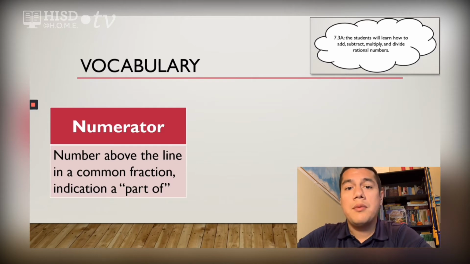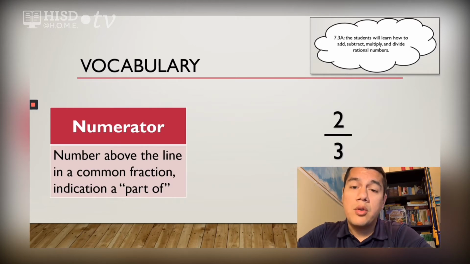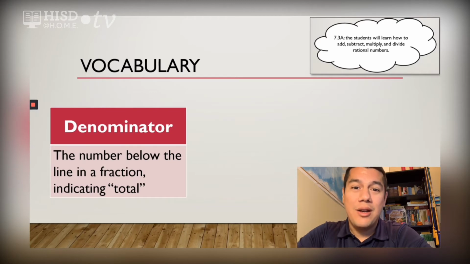But before, I just want to do a quick review on some key vocabulary, and the first one is a numerator. When we have a fraction, the numerator is just the number on top of the line, and it indicates a part of a total. In this case, the 2 is part of a total 3. The next word is denominator, and this is just the number below the line, and this indicates the total of our fraction.